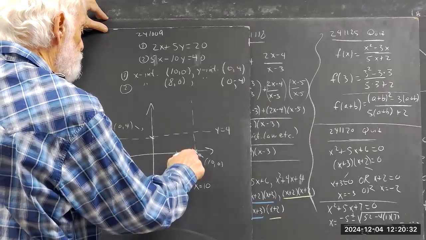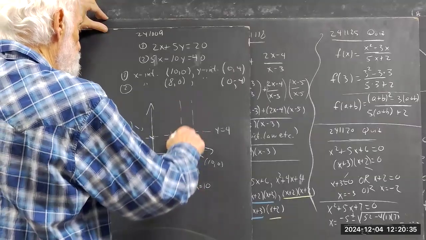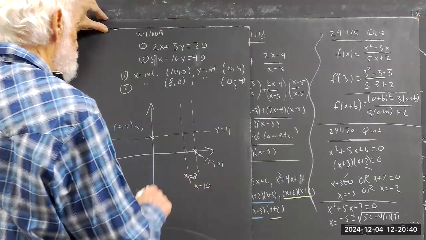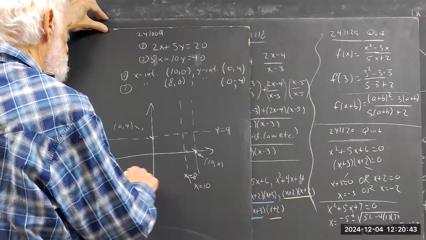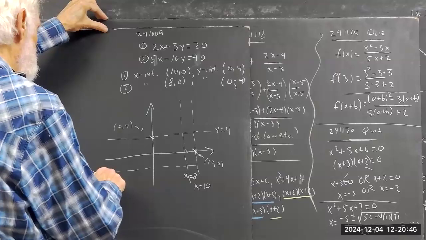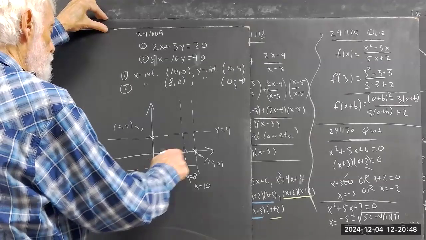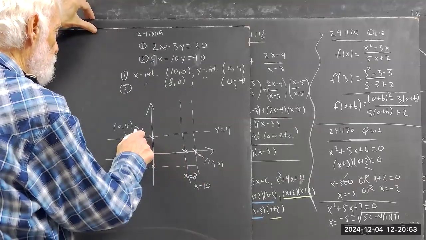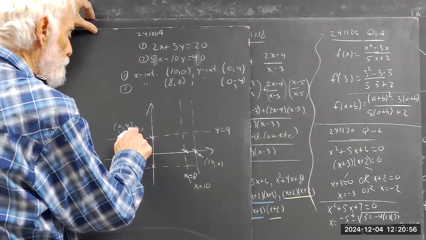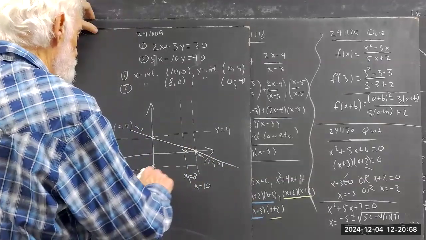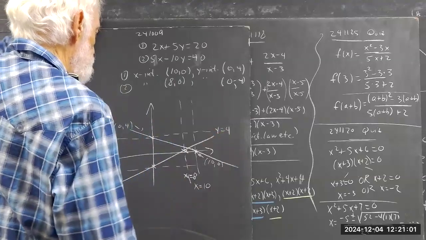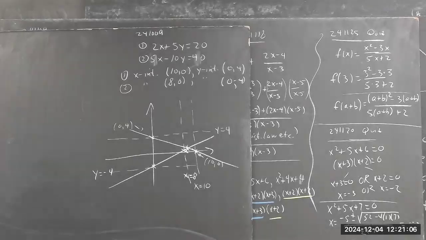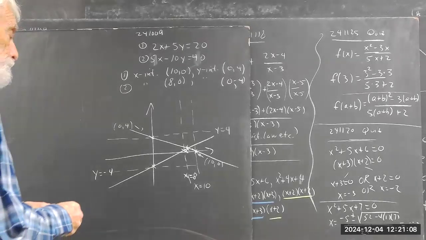So I've got the point 8, 0. Well, if x is 10 here, x is 8, maybe about here. And y equals negative 4 would be down here. So there are my x and y intercepts for this equation. Each equation gives us a straight line. The graph of each equation is a straight line. Where the two straight lines intersect is the solution of the equation.